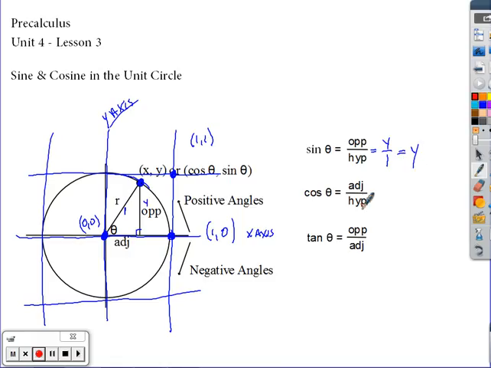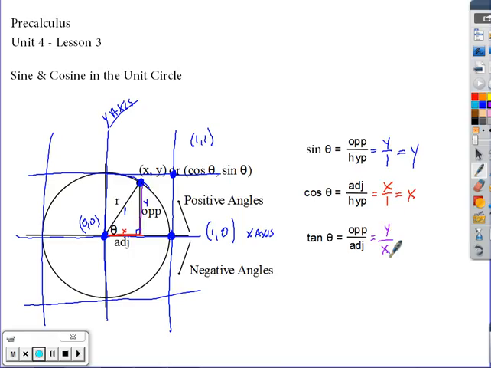Cosine is adjacent over hypotenuse. So here's the x side adjacent, okay? Again, the hypotenuse is 1 because it's the unit circle. So really, cosine is x over 1, or just x. Tangent, if you remember from geometry, you actually talked about this. Tangent is opposite over adjacent. In this particular case, that's y over x. You used slope actually to define tangent for the first time in geometry, because that's the rise over the run.